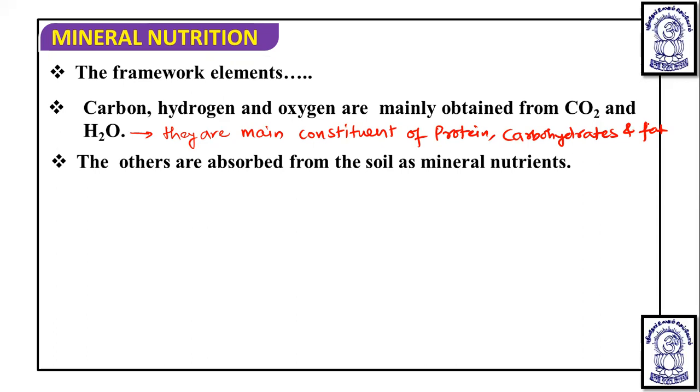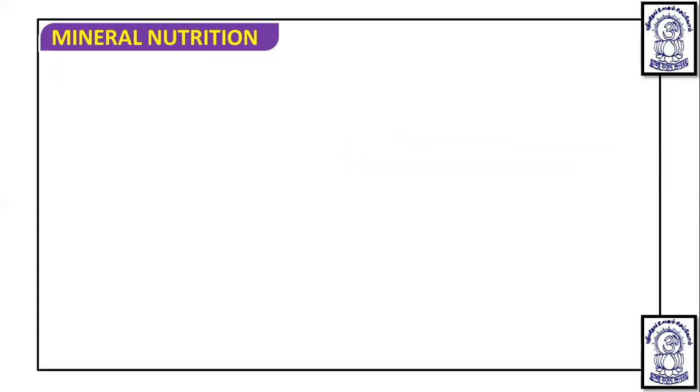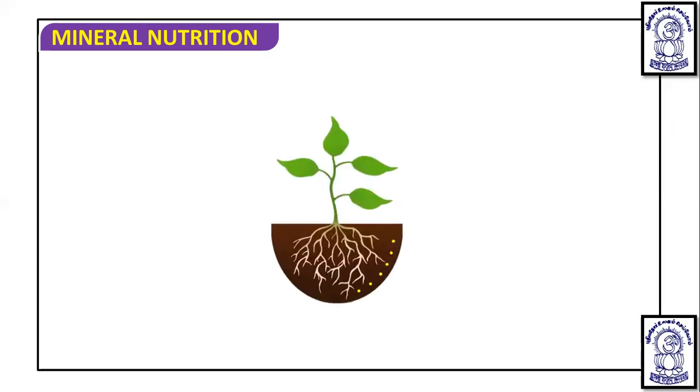So these are absorbed from the atmosphere as CO2 and water. All the others are absorbed from the soil as mineral nutrients.